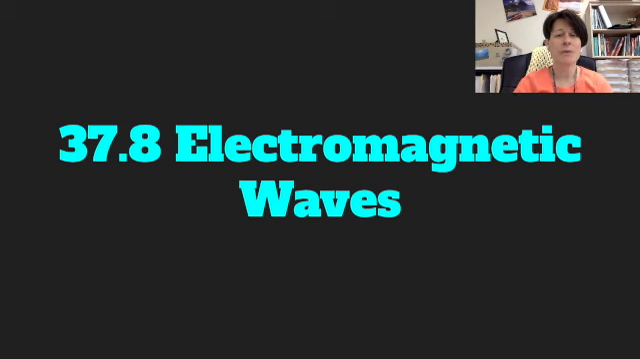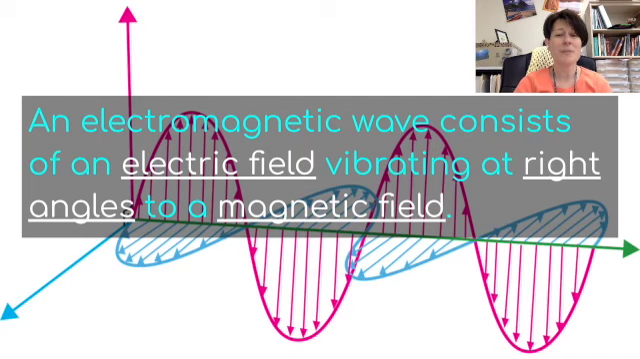So if we put both of those together, we get an electromagnetic wave. An electromagnetic wave consists of an electric field vibrating at right angles to a magnetic field. So a magnetic field will produce an electric field at a right angle to it, which will then produce a magnetic field, and they just keep doing that at right angles to one another. That is why electromagnetic waves do not require a medium. They can travel through space.